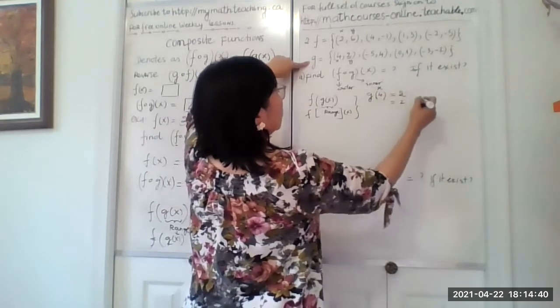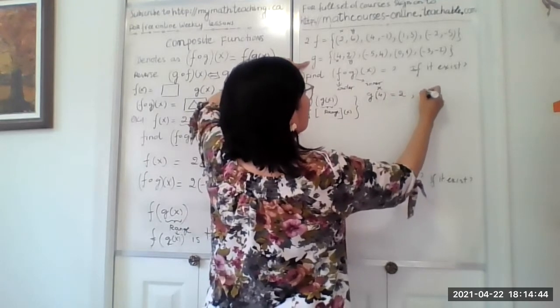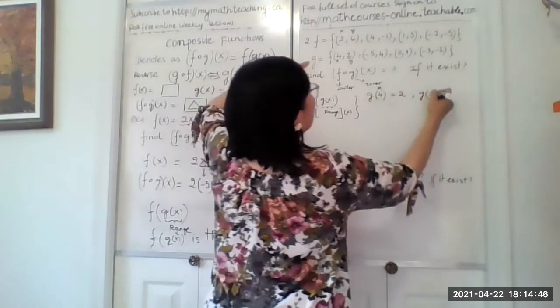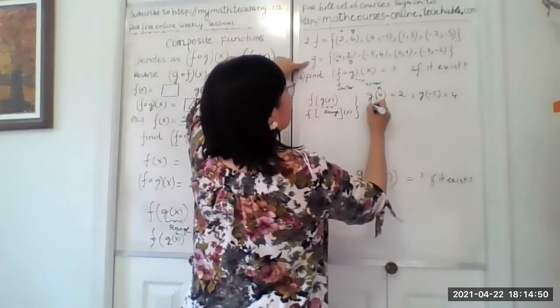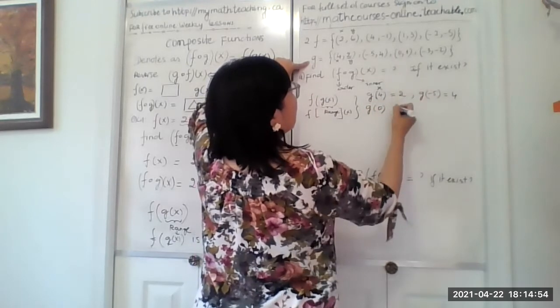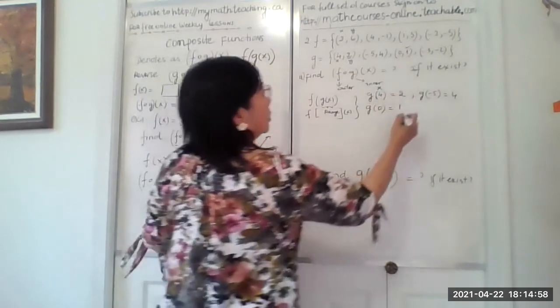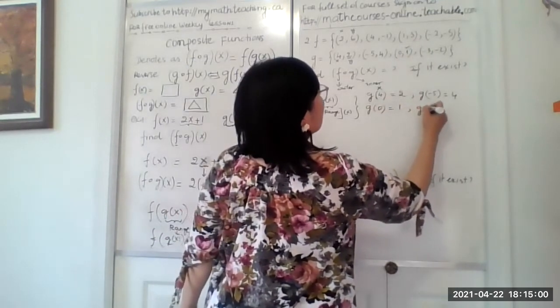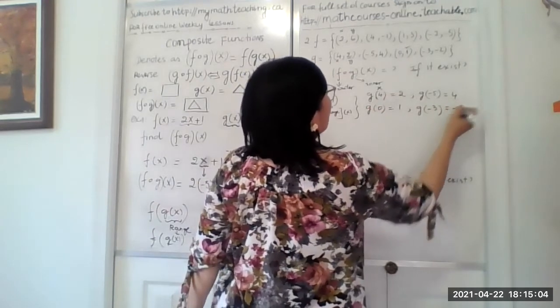So g of 4 equals 2. Let's write down another set. g of -5 equals 4. g of 0, which is here, equals 1, right? Based on this coordinate. And the last one, g of -3 equals -2.